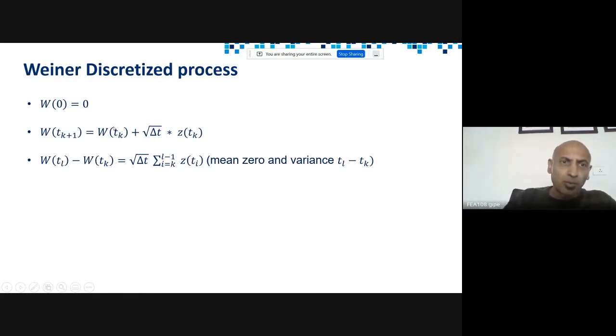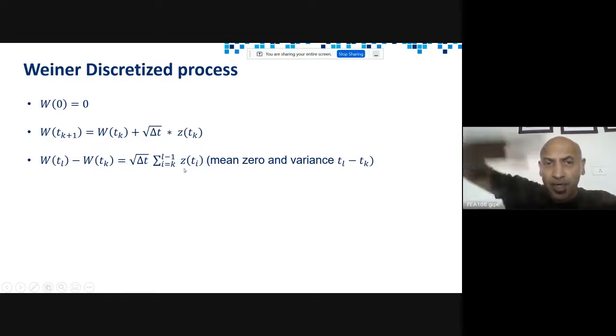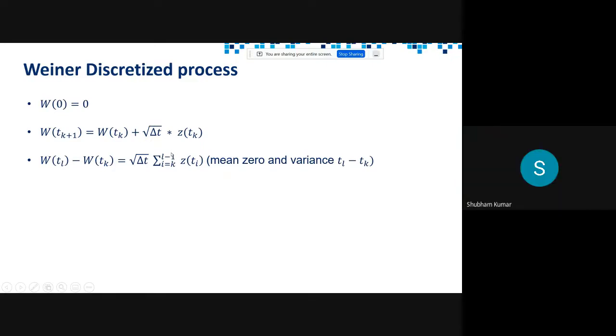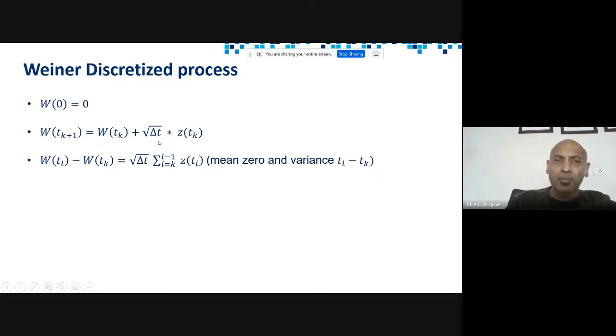I took this W(Tk) over here, W2L, and I made it as W(TL) minus W(Tk), correct? And in the right hand bracket, I'm just summing it up from K equal to 1 to L minus 1. All of you with me? Yes, sir. And when I sum it up, a beautiful thing happens.